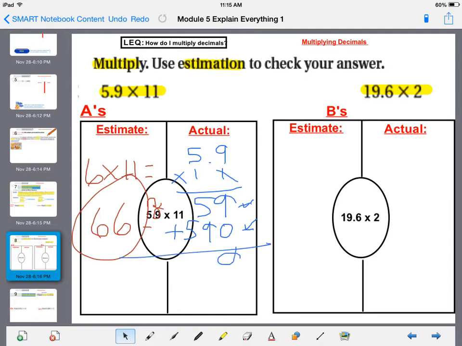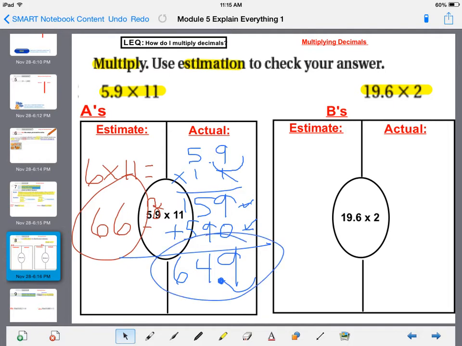9 plus 0 is 9. 9 plus 5 is 14. Carry the 1. 5 plus 1 is 6. And now I worry about the decimal place, which is 1 over. So my answer is 64 and 9/10. Very close to 66, so I know that I'm right.